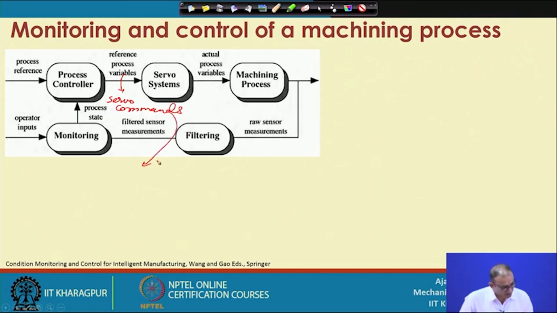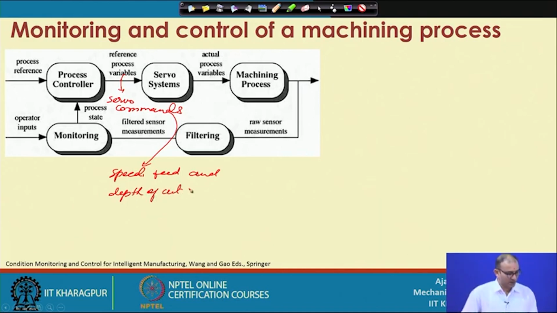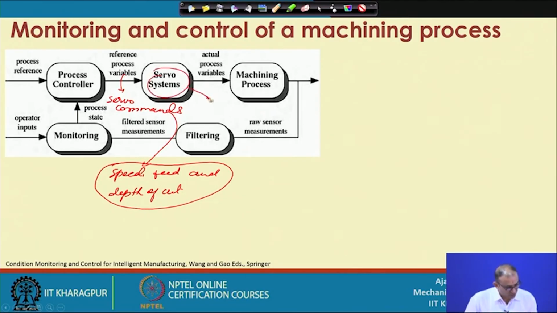So, this is related to the speed, feed and depth of cut, right. So, you have to set these parameters, other than that you have to provide coolant and all the parameters. So, once you give this command to the servo controller, so servo controller are the x, y and z motion. So, right now let us restrict ourselves to the 3 axis machining center only.